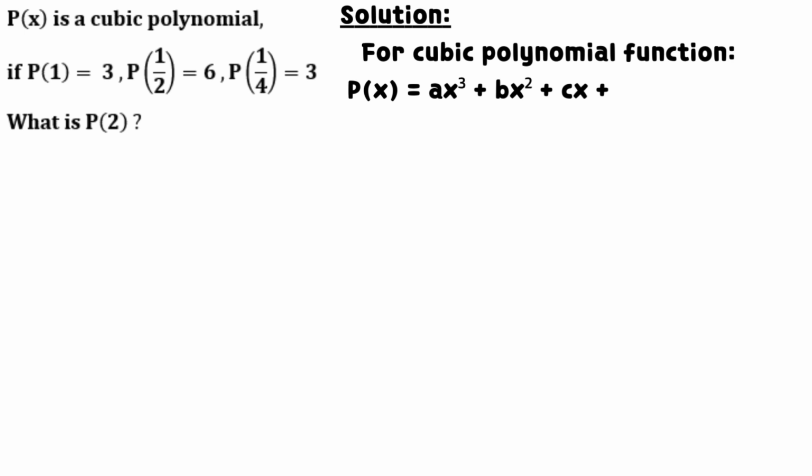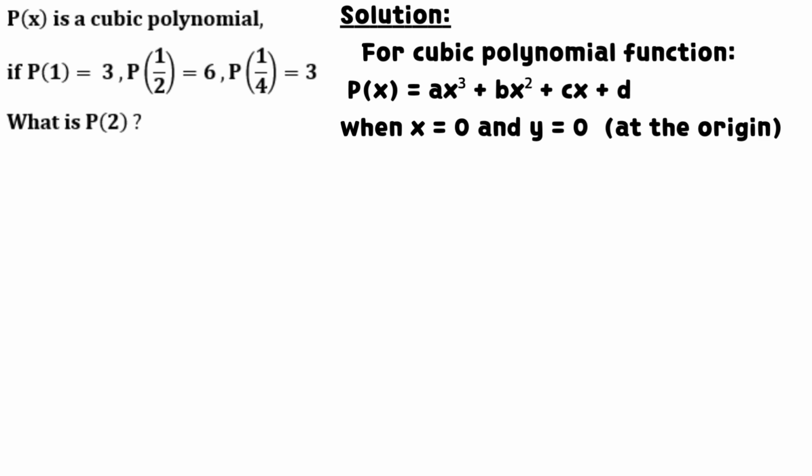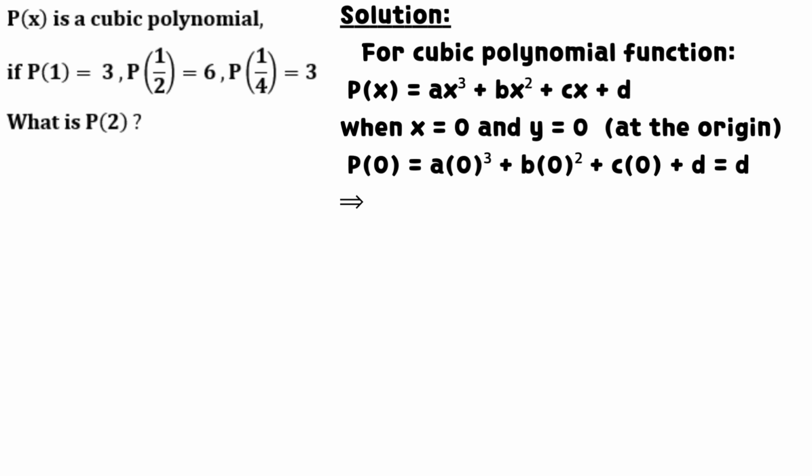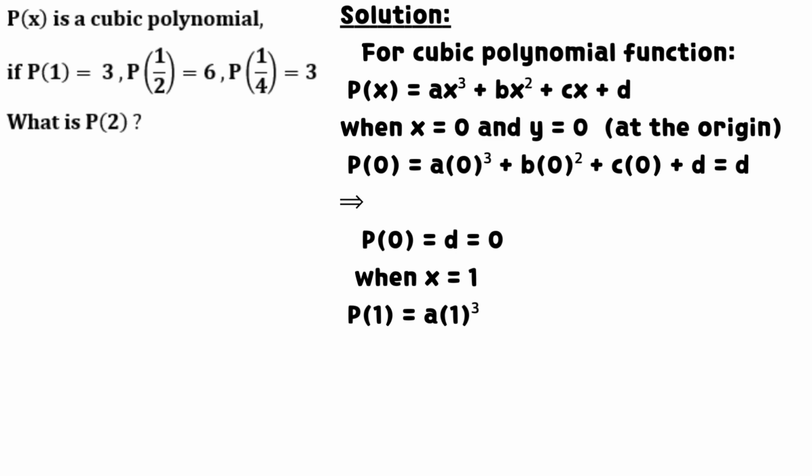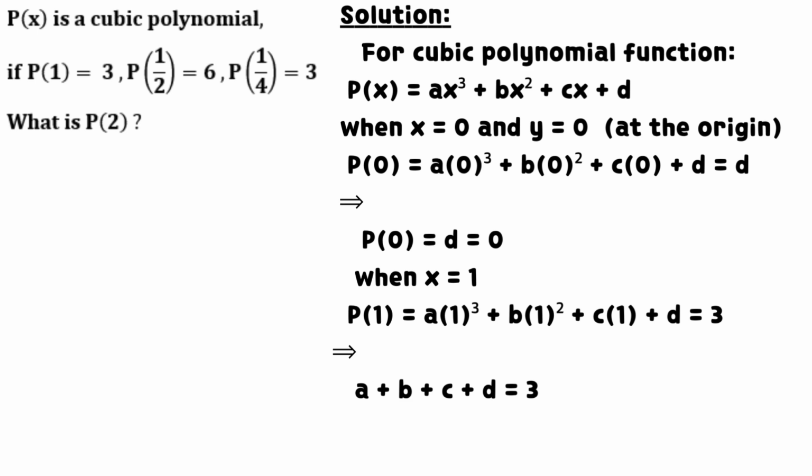For a cubic polynomial function, P of x equals a times the cube of x, plus b times the square of x, plus c times x, plus d. When x equals 0, P of 0 equals d, as shown. When x equals 1, P of 1 equals the sum of a, b, c, and d, which equals 3, after substitution and simplification of values.